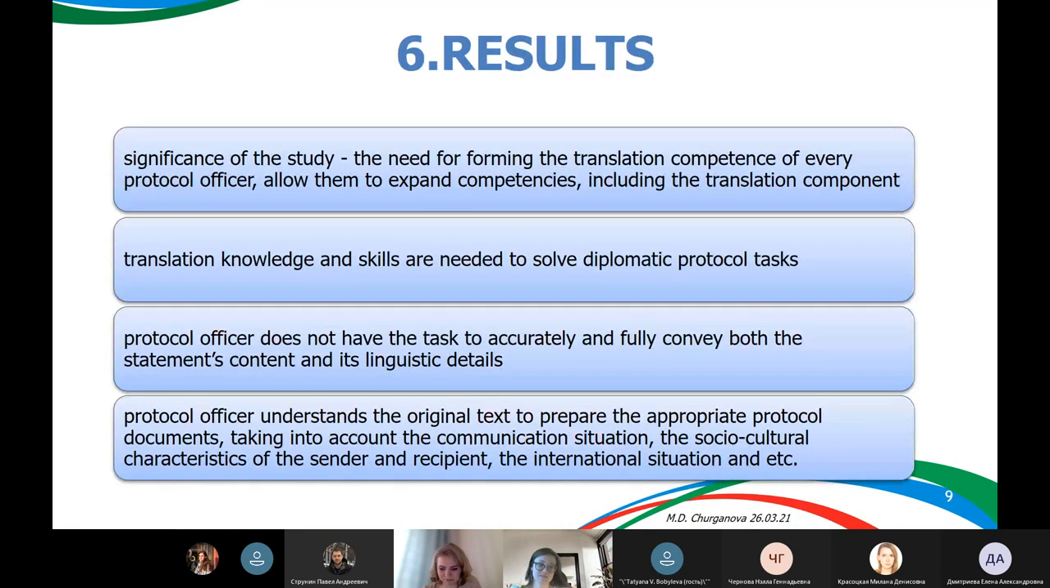The significance of the study is the need for forming the translation competence of every protocol officer, which will allow them to expand competences, including their translation component. Secondly, translation knowledge and skills are needed to solve diplomatic protocol tasks. Thirdly, protocol officers do not have the task to accurately and fully convey both the statement's content and its linguistic details. Protocol officers understand the original text to prepare the appropriate protocol documents, taking into account the communication situation, the sociocultural characteristics of the sender and receiver, and the international situation, and so on.